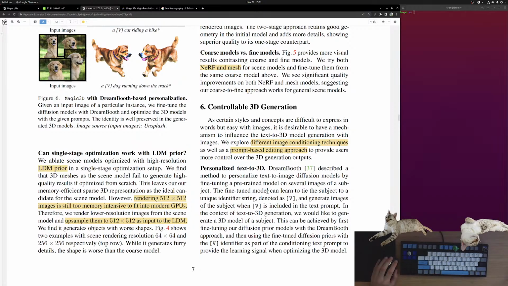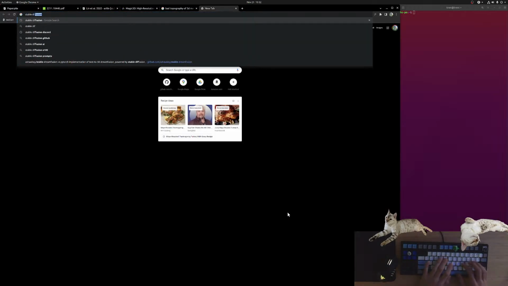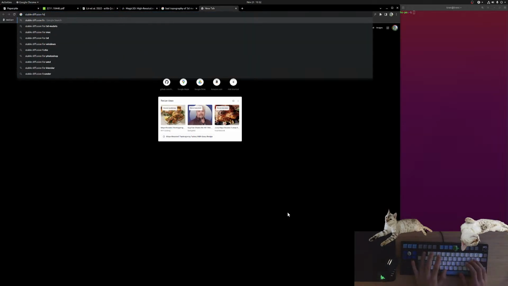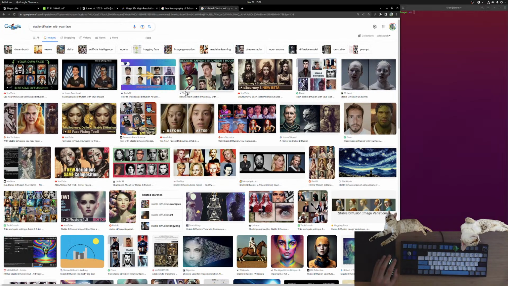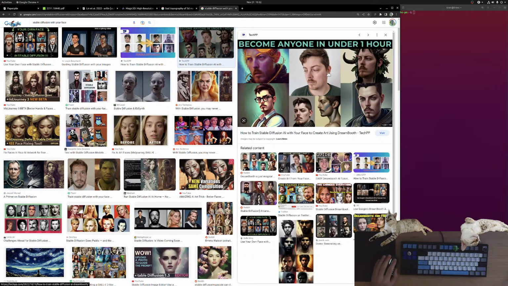Fine-tune the model to learn to tie the subject denoted as V and generate images of the subject when V is included in the text prompt. Yeah, so you see people do this with Stable Diffusion, where they train it on their own face, right? They want to generate themselves. So people give it a bunch of pictures of themselves, and then you can generate with that.